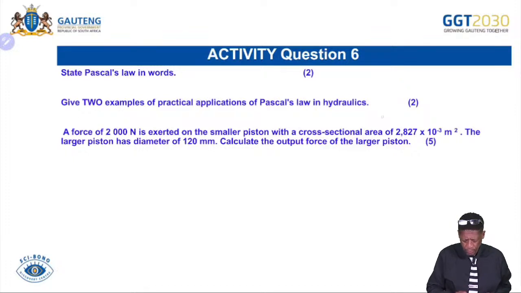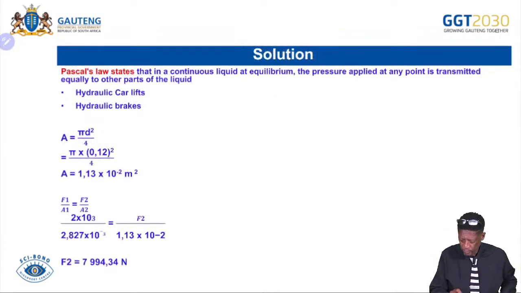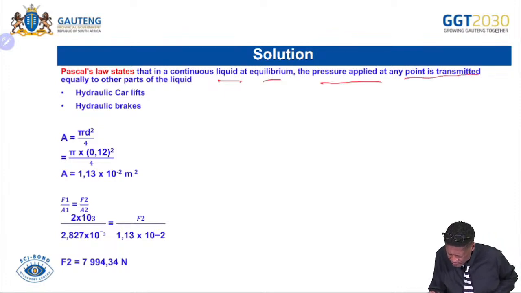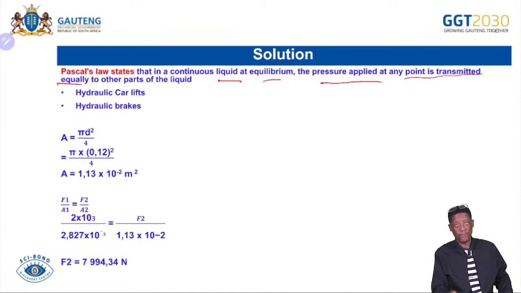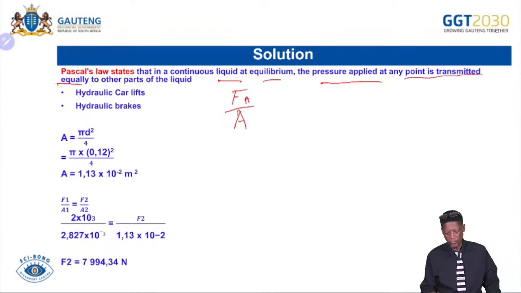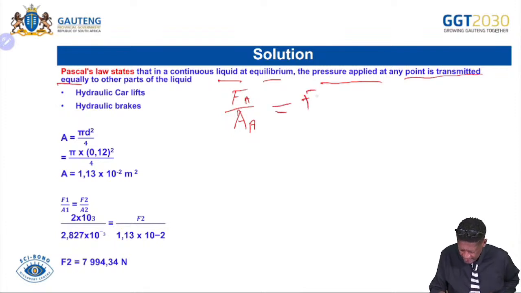So state the Pascal principle. Then they say give 2 examples. Then there's calculations thereafter. Now these are the answers. The Pascal principle mainly says in a continuous liquid in equilibrium, the pressure applied at a point is transmitted equally to another part of the liquid. This is simple. It tells you about the area A. The pressure, because pressure is force over area. The area A is equal to area B.